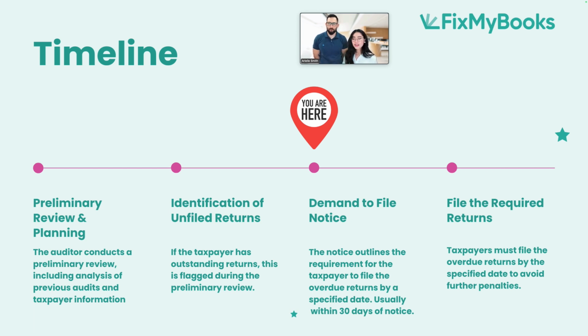So the auditor conducts a preliminary review, including analysis of the previous audits and taxpayer information. And then after the review, they are going to identify your unfiled returns. So if the taxpayer has outstanding returns, this is flagged during the preliminary review. So let's say the taxpayer hasn't filed in 3 years, then they'll send you the demand to file notice, which is like, Mr. Taxpayer, you need to file 2019, 2020, 2021, 2022, and 2023.